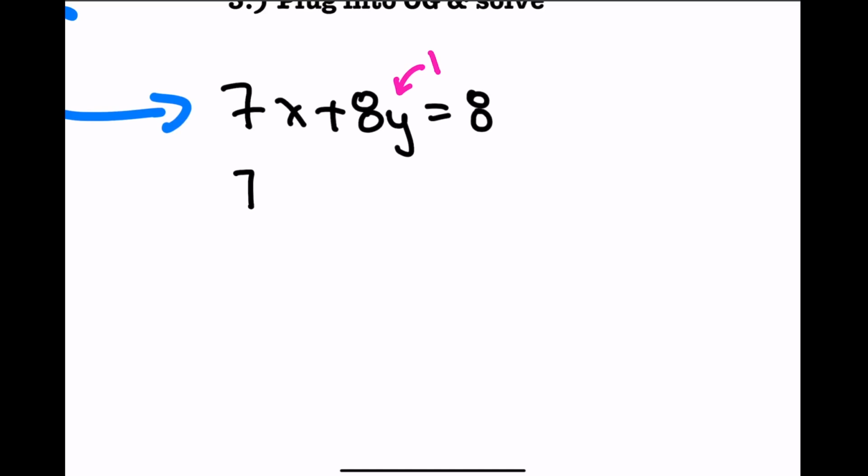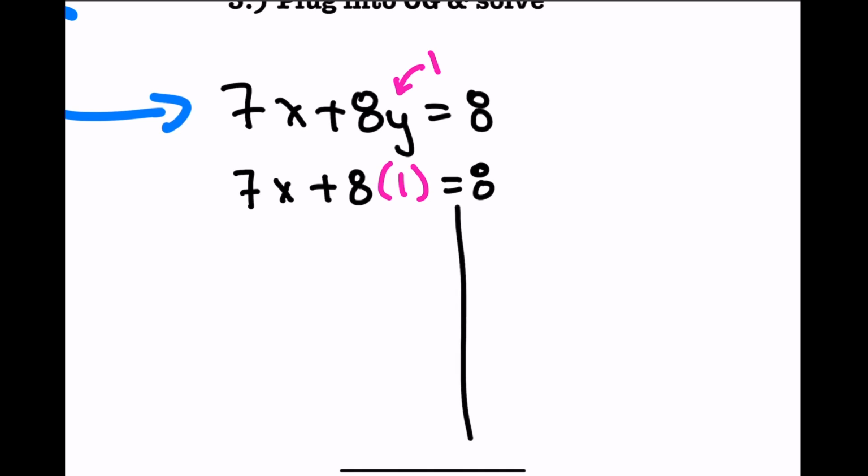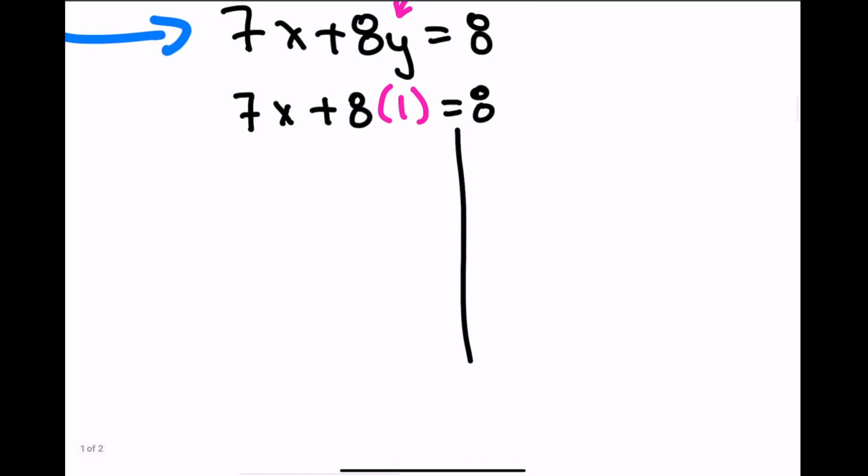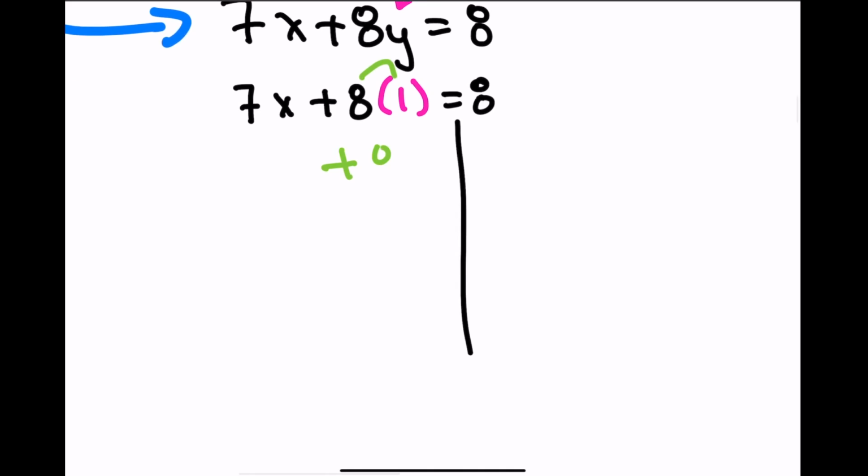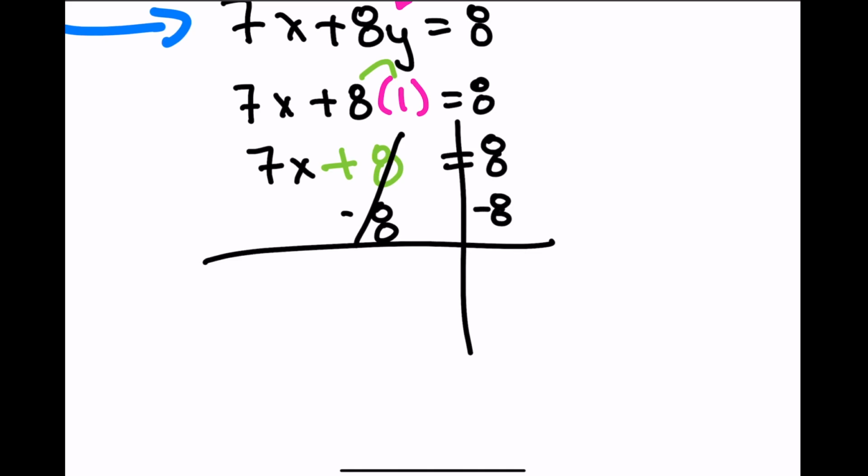Let's do some math. So we have 7x plus 8 times 1 equals 8. Math, 8 times 1 here is a plus 8. This gives us 7x. Enjoy the sound effects. Subtract 8 on both sides. This leaves us with 7x equals 0.